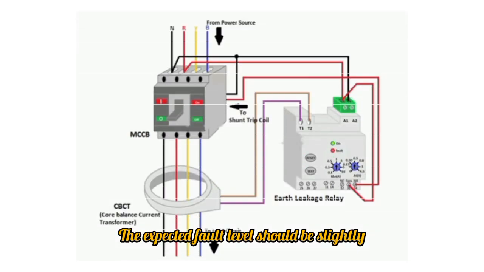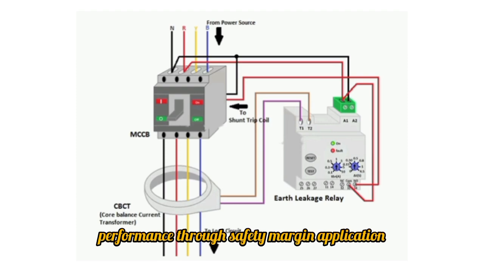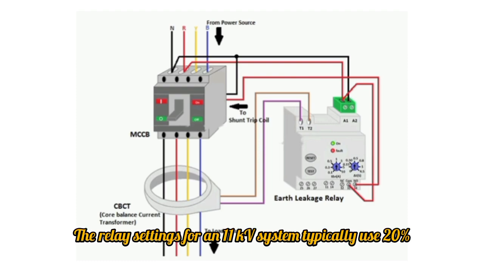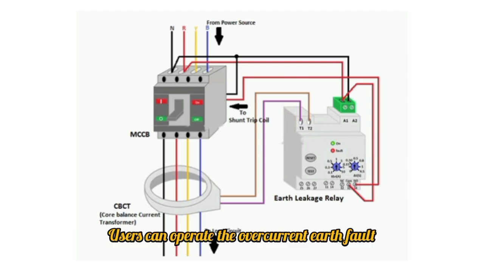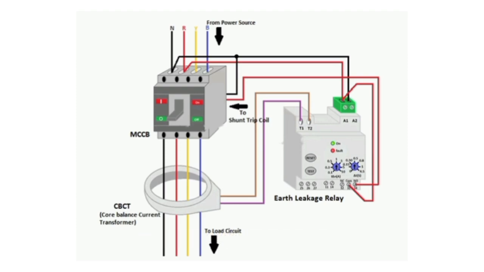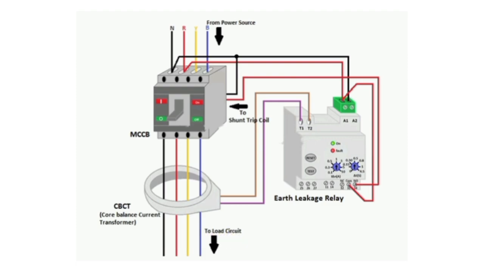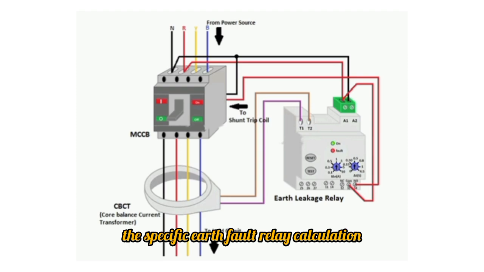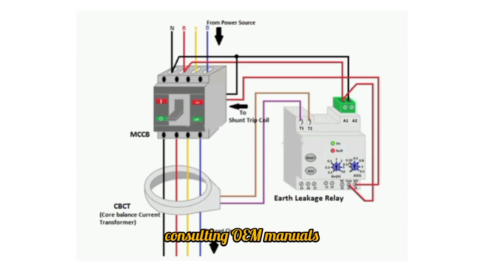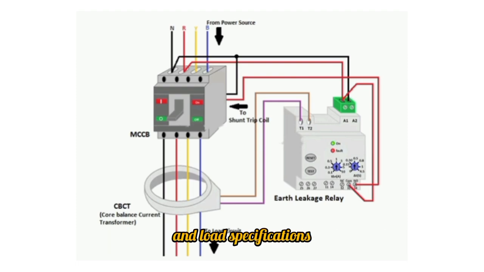The expected fault level should be slightly undershot in order to achieve accurate system performance through safety margin application. The relay settings for an 11 kV system typically use 20% of full load current and a delay of 0.2 seconds. Users can operate the overcurrent earth fault relay through front panel settings and communication interfaces in current digital systems. There are two recommended procedures to identify the specific earth fault relay calculation: consulting OEM manuals and utilizing software tools according to transformer types and load specifications.